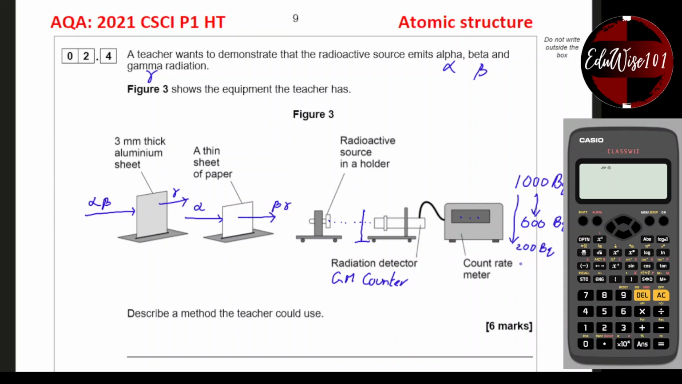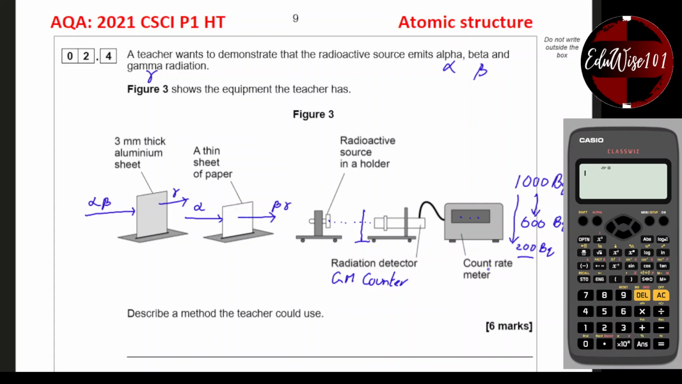Now, what does this 200 mean? Because there's still some radiation coming through, which is registering as 200. If there is still a reading on the meter, that means that some radiation has managed to get through even the thin sheet of aluminium. That shows that the source is also giving out gamma radiation, because gamma radiation is not going to be stopped by the thin sheet of aluminium.